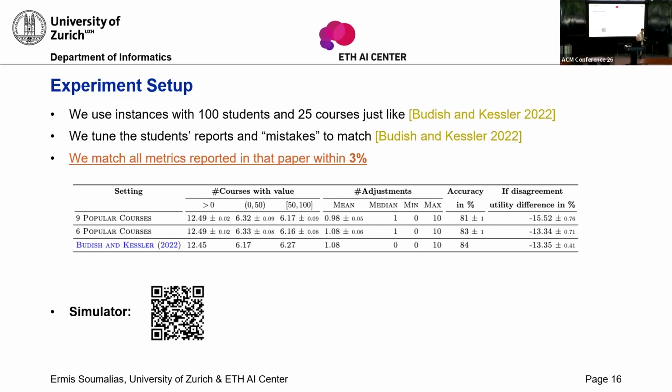Each instance has 100 students and 25 courses, just like in the lab experiments of Budish and Kessler. And we tuned the students' reports to match all statistics of that experiment within at most 3%. The simulator that we used for our experiments is already publicly available. I think this may be of interest to some of you, and very soon we will also publish the rest of the book.